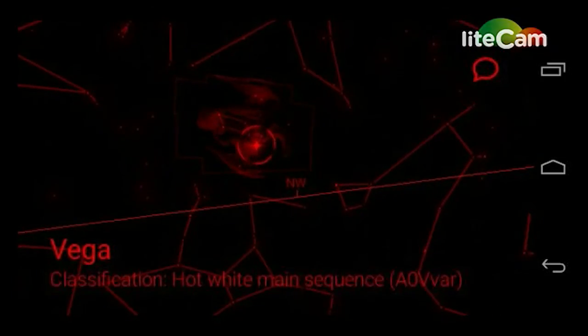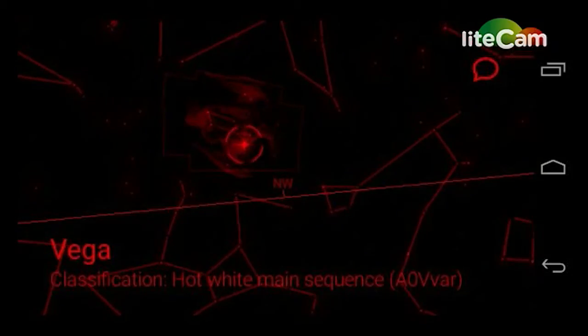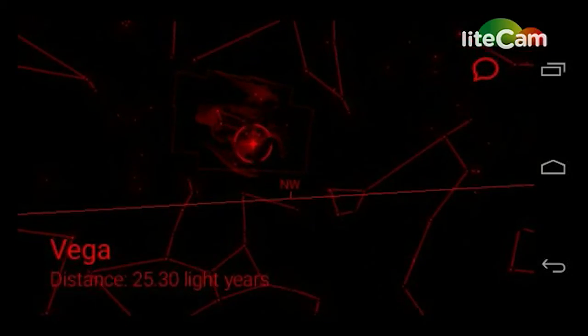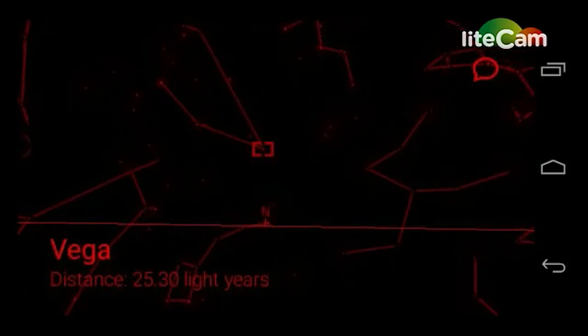So apparently Vega is the fifth brightest star in the sky. Okay, that's actually kind of cool.